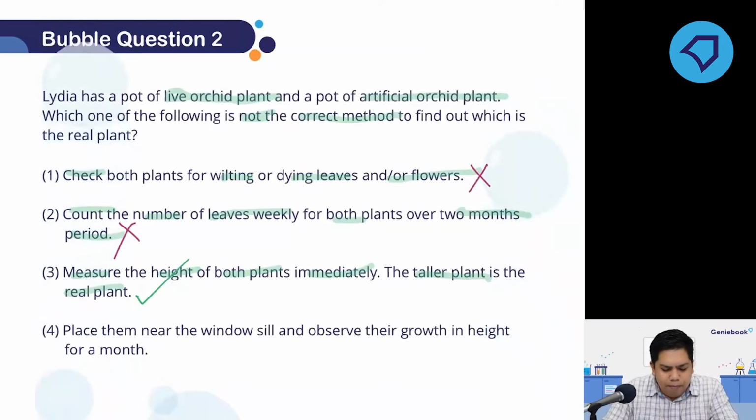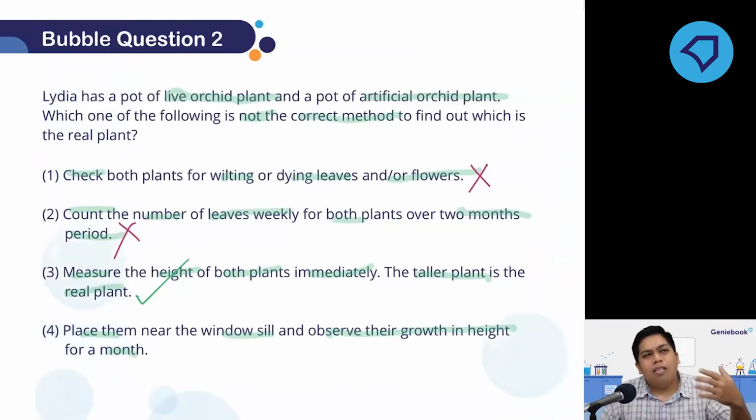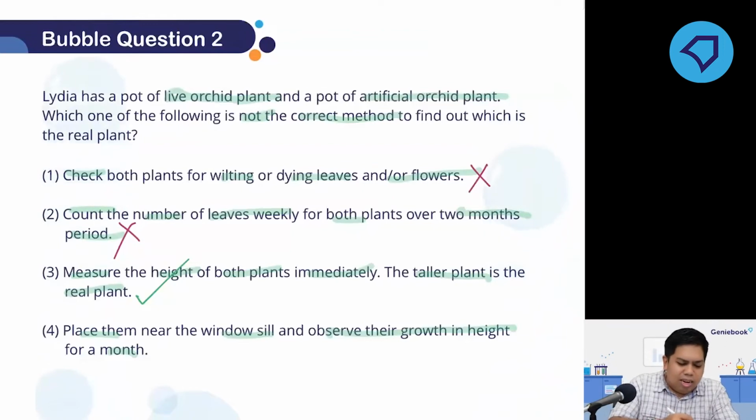But let's just look at option 4 just to confirm. Place them near the windowsill and observe their growth in height in a month. Okay, so again, another normal scientific experiment you will do to see whether it is able to grow in height or not. So of course, the live one will grow in height, even if it's only a few cm, it still grows. But the artificial one will never grow in height. All right, so this is the correct method, but we don't want the correct method, so this is out. All right, so that's why the answer is option 3.